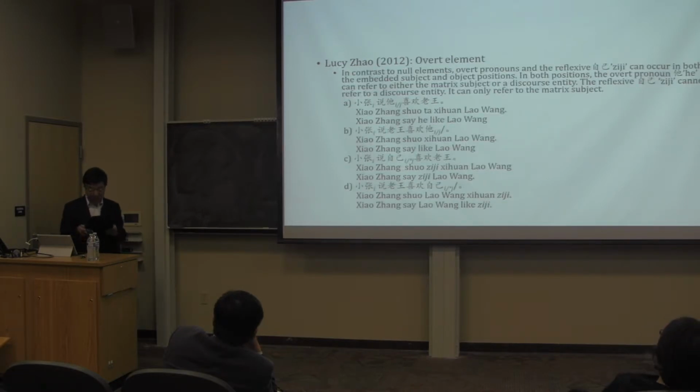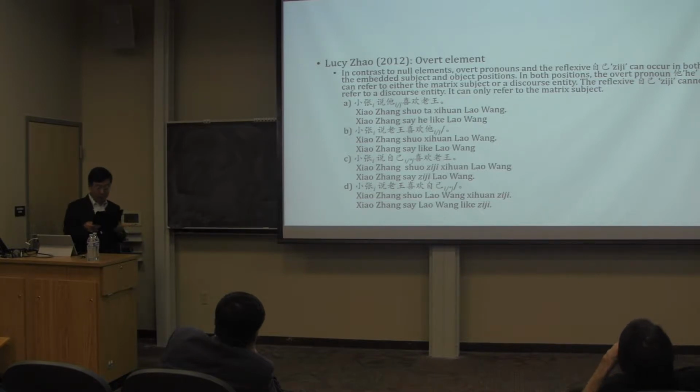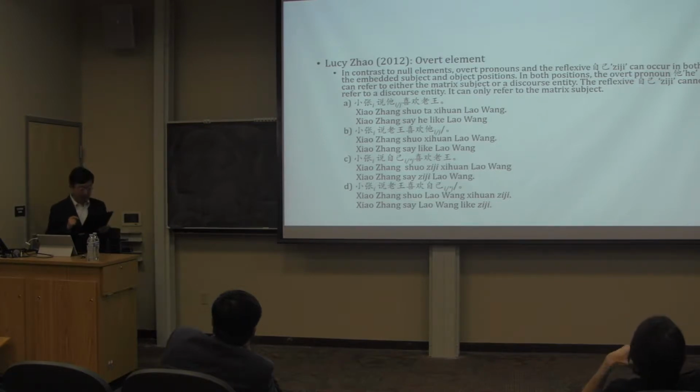So in contrast to null elements, overt pronouns and the reflexive 自己 can occur in both the embedded subject and object positions. In both positions, the overt pronoun 他 can refer to either the matrix subject or a discourse entity. The reflexive 自己 can't refer to a discourse entity. It can only refer to the matrix subject.